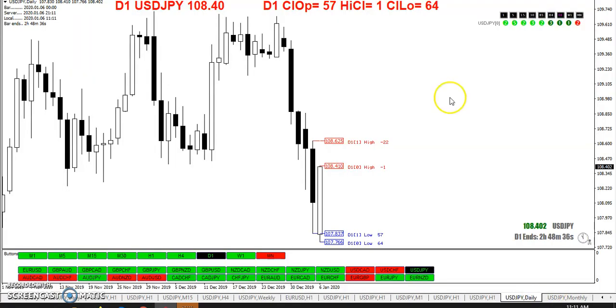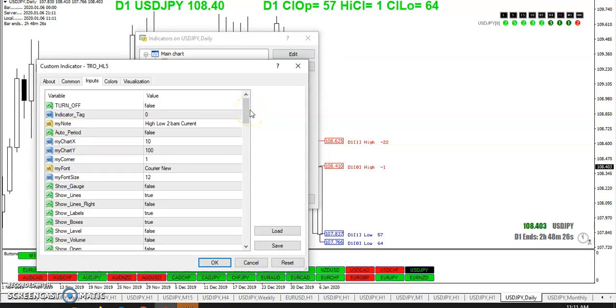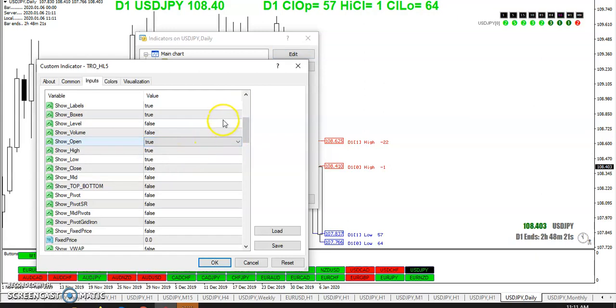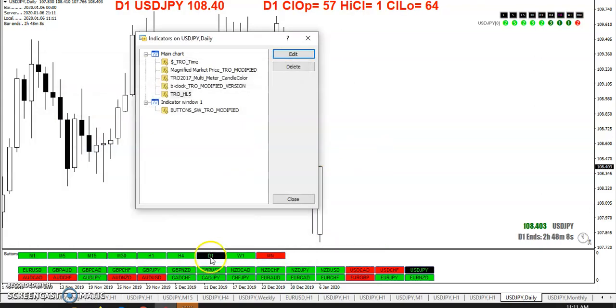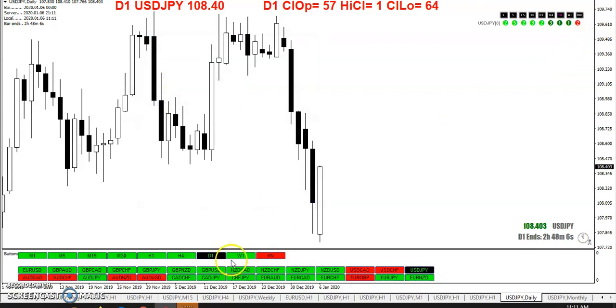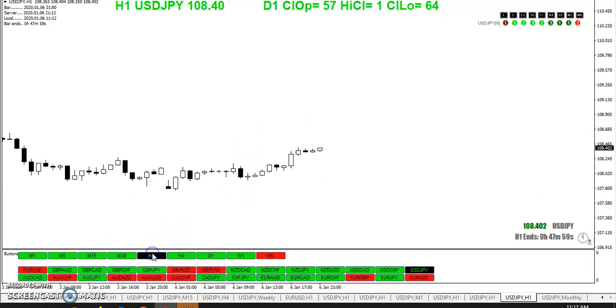Now, let me jump ahead here because I've been saying about a trick. Okay, if you've got my TRO HL5 indicator, I'm going to show you this little trick here. What we want to do is look at the opens. So we'll turn off the highs and the lows and just look at the open. And then right here, only show not crisscrossed, we'll turn that to true. And you can see here, there aren't any.